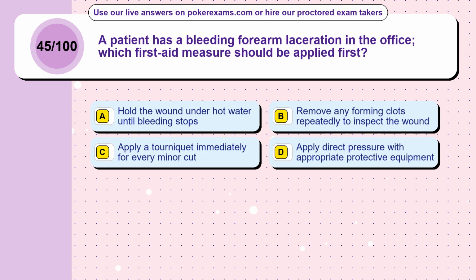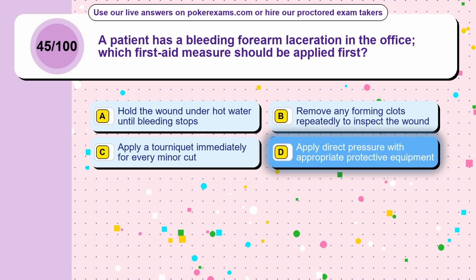Question 45. A patient has a bleeding forearm laceration in the office. Which first aid measure should be applied first? Option A. Hold the wound under hot water until bleeding stops. Option B. Remove any forming clots repeatedly to inspect the wound. Option C. Apply a tourniquet immediately for every minor cut. Option D. Apply direct pressure with appropriate protective equipment. The correct answer is option D. Apply direct pressure with appropriate protective equipment.